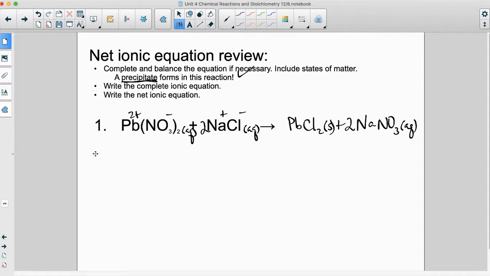We're going to write the complete ionic. So for the complete ionic, we're going to break up, dissociate any soluble ionic substances like this lead nitrate, the sodium chloride, and the sodium nitrate. So we'll break apart each aqueous compound into its ions.